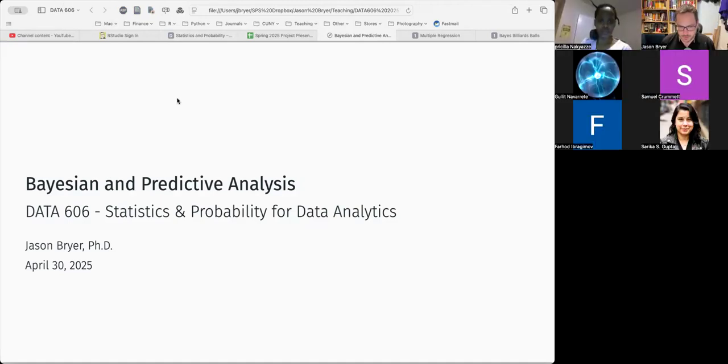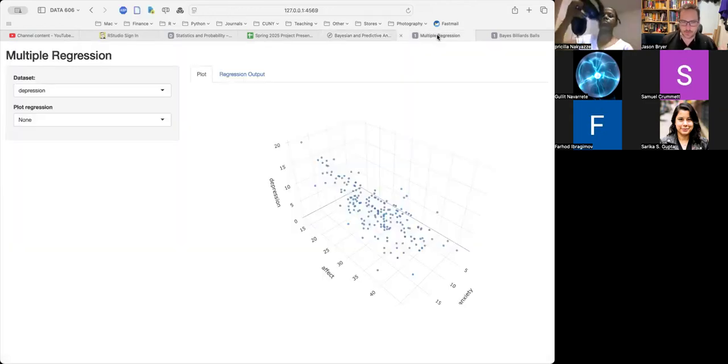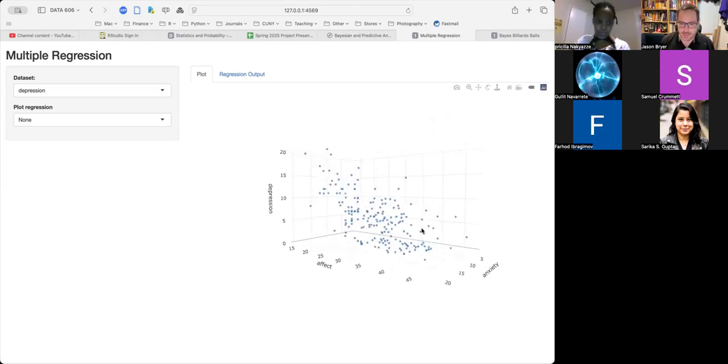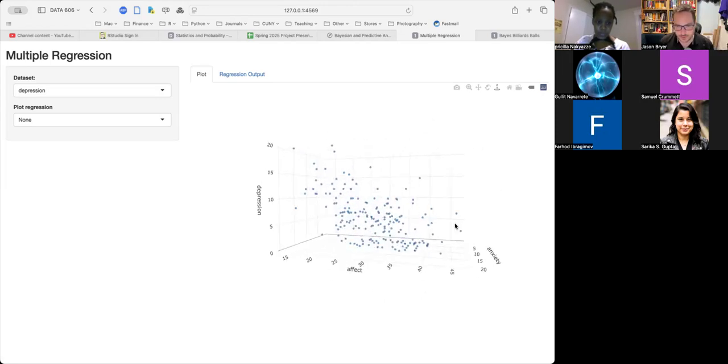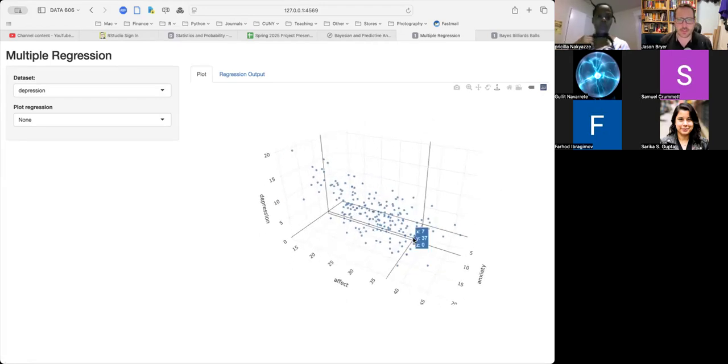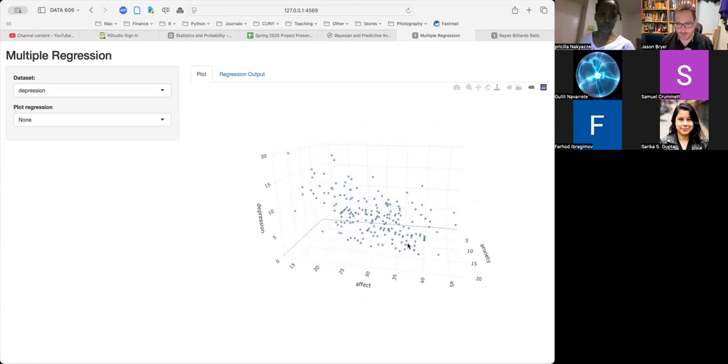So today we're going to talk about Bayesian and predictive analysis, but I want to go back because I think there was a question last week. I'm showing something that's a work in progress, an attempt to clarify a little bit of how multiple regression works. I'm using an app made by a colleague, and if you're interested, I could share the source code. I am using something called Plotly, which I think you'll cover if you take the visualization course. It's actually pretty simple to work with.